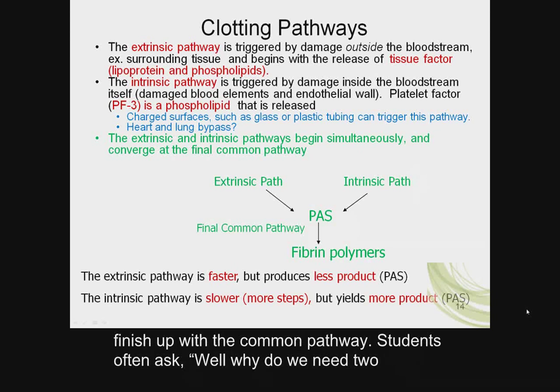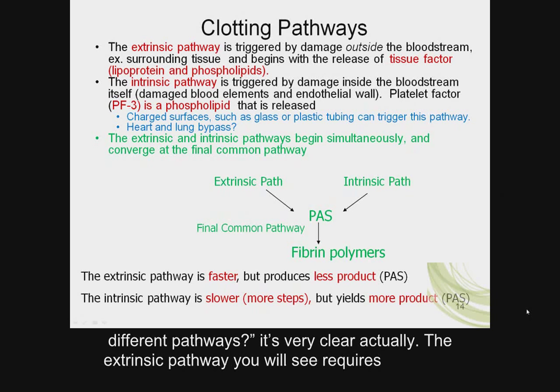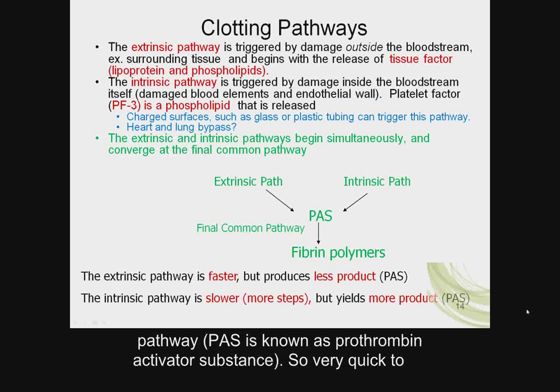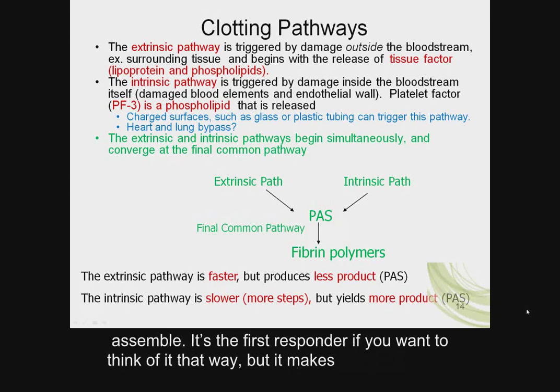It's very clear, actually. The extrinsic pathway, you will see, requires fewer clotting factors to assemble in order to make PAS, the beginning of the common pathway. PAS is known as prothrombin activator substance. So, very quick to assemble. It's the first responder, if you want to think of it that way, but it makes very little PAS.